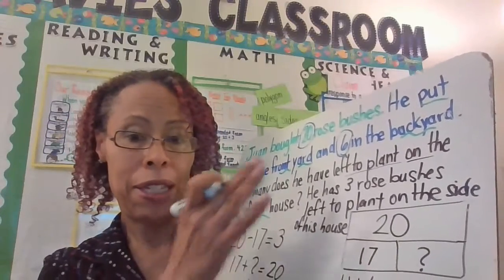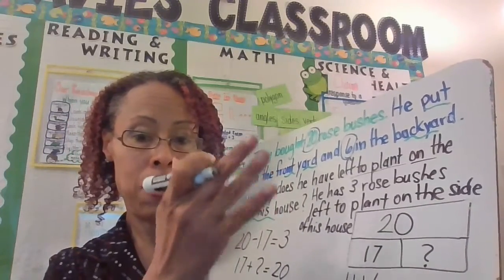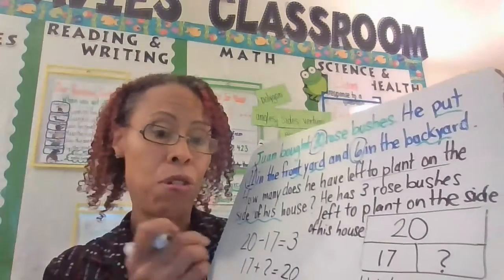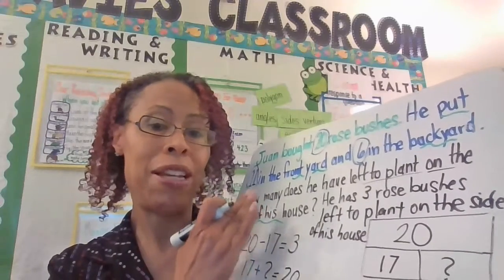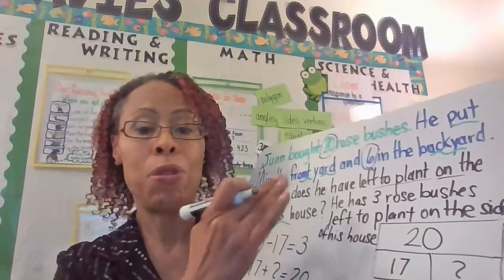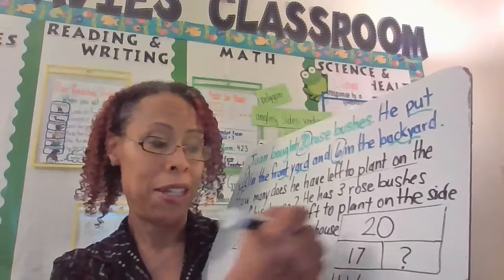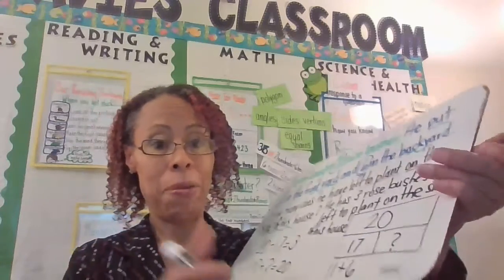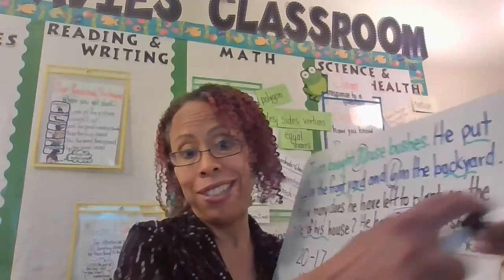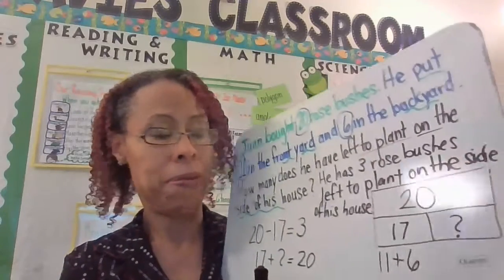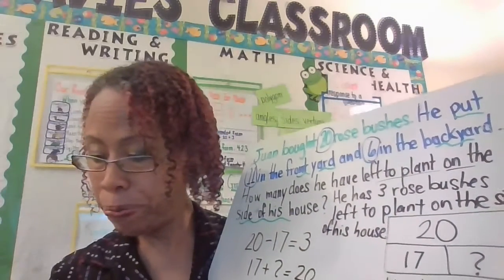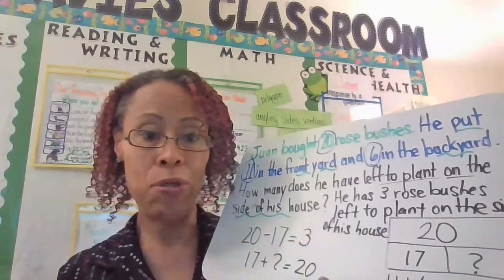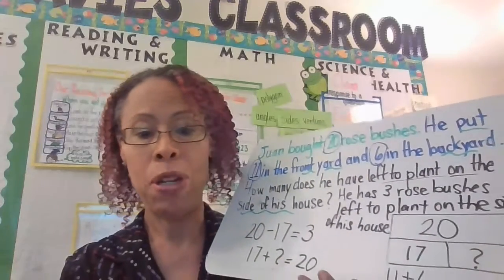You can always write it as he has 3 rose bushes left to plant, or he has 3 rose bushes left, but you want to make sure you're really clear to respond to the question, how many does he have left to plant on the side of his house? He has 3 rose bushes left to plant on the side of his house. The more specific, the more accurate that you can be, the better. The more of an advanced scholar you will be. All right, we look forward to you writing an equation with an unknown to make sense of a two-step, or in this case, a multi-step word problem.